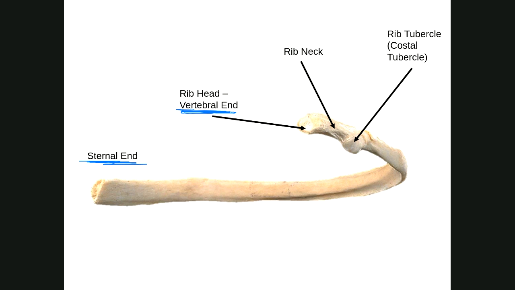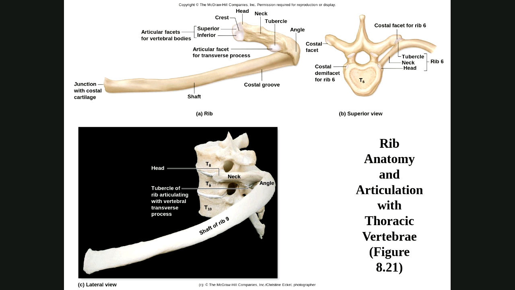All right, and if you don't believe me, I'm going to show you this awesome picture here. So you can see how the rib, here's the vertebrae right here, and here's the rib. The part of the rib that attaches onto the vertebrae, that's going to be the vertebral end. And then this end over here is the sternal end.